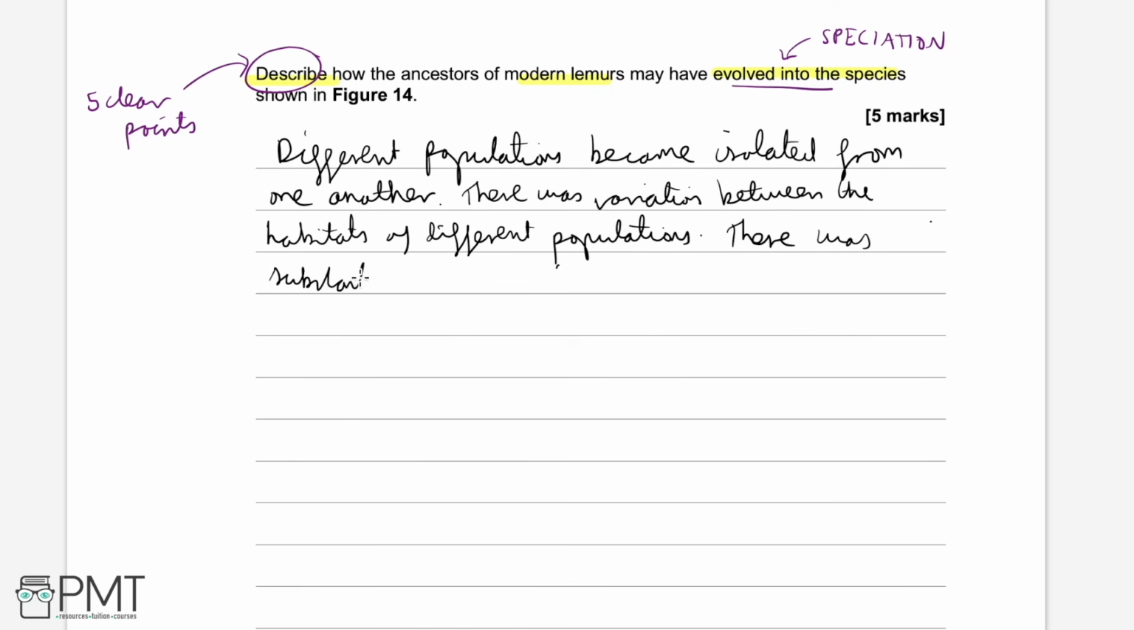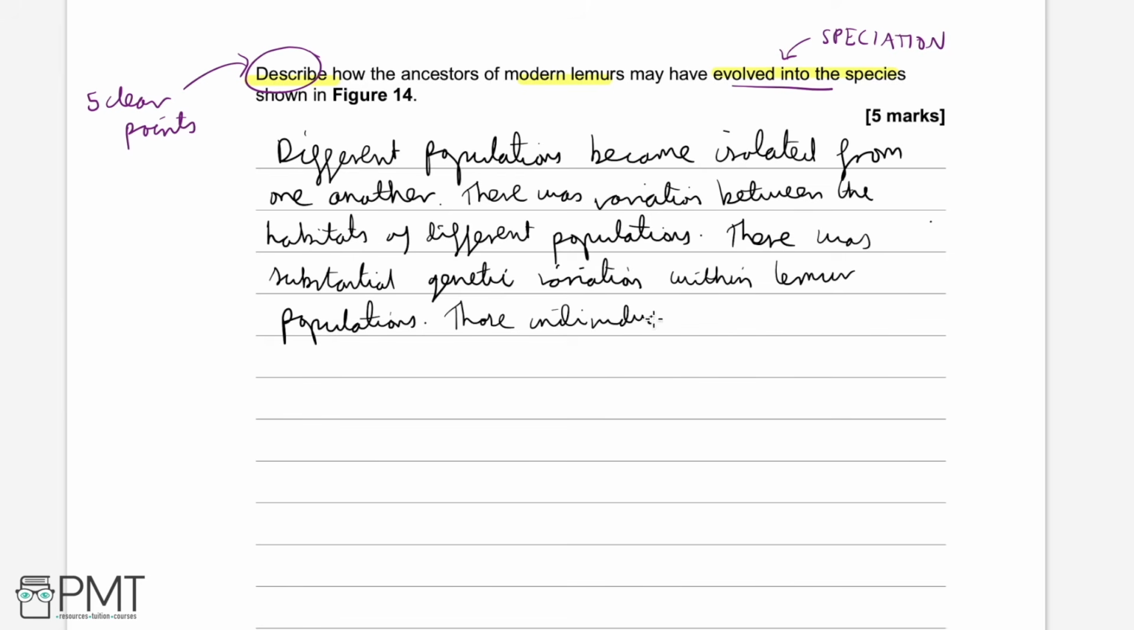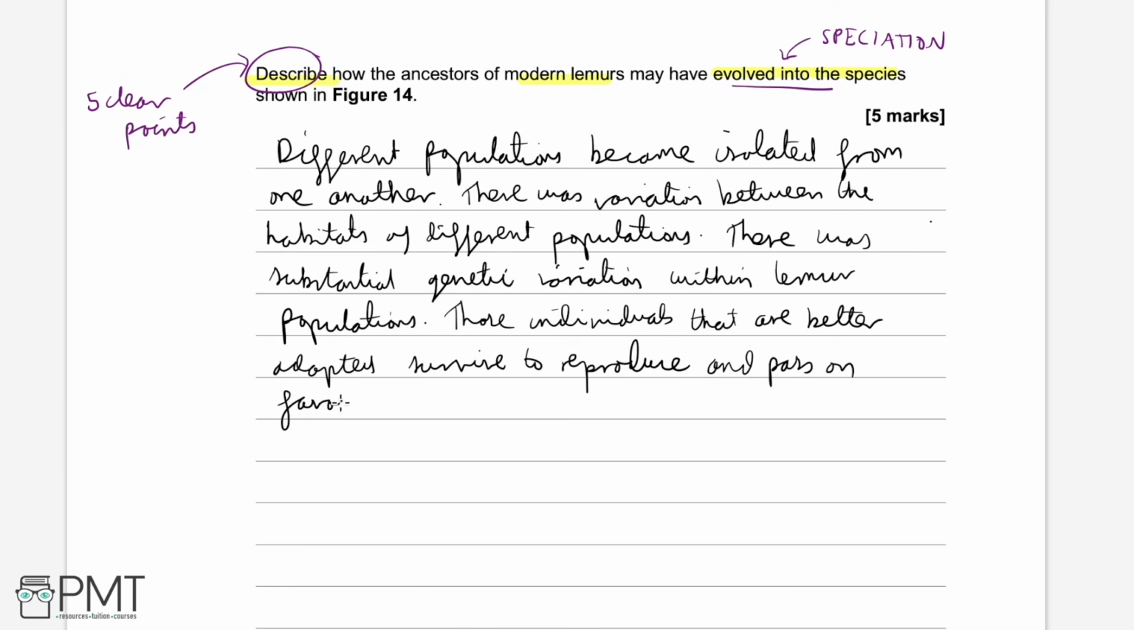For any form of evolution to occur, we require extensive genetic variation. So this will be our next point. There was substantial genetic variation within lemur populations. This ensures there are enough different alleles, which results in advantageous alleles increasing in frequency within a population. Those individuals that are better adapted survive to reproduce. Thus, they pass on the favourable alleles, which are in their own bodies, to their offspring.